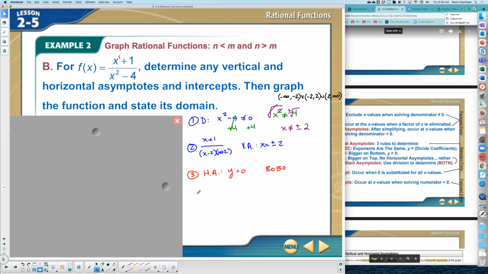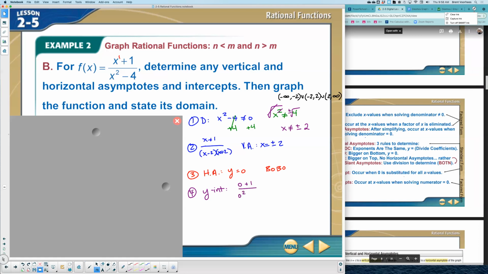Finally, the intercepts. Step 4, the y-intercept. How do you find a y-intercept? You put 0 for all x's. So it's 0 plus 1 over 0 squared minus 4. I cancel these out. It looks like it's going to be y equals 1 over negative 4. Or you could write it this way, 0 comma negative 1/4. That's going to be a y-intercept.